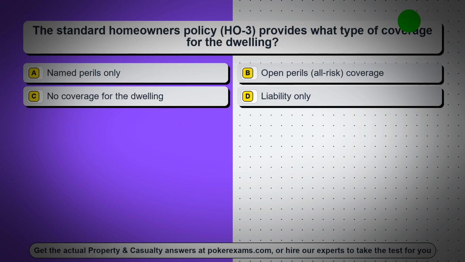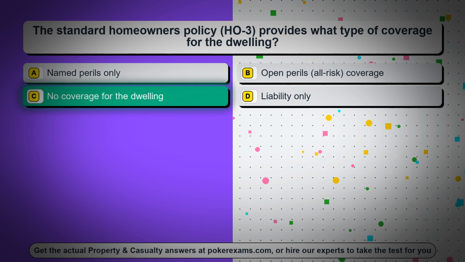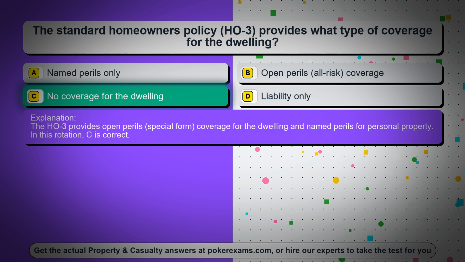Question 35. The standard homeowners policy, HO3, provides what type of coverage for the dwelling? Option A, named perils only. Option B, open perils, all risk, coverage. Option C, no coverage for the dwelling. Option D, liability only. The correct answer is option C, no coverage for the dwelling. The HO3 provides open perils, special form, coverage for the dwelling and named perils for personal property. In this rotation, C is correct.